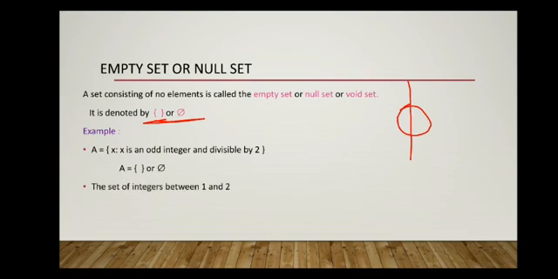See the next example. The set of integers between 1 and 2. So what are integers? The collection of all positive numbers, negative numbers and 0. That is an integer, right? So if you take 1, the next integer will be 2. So between 1 and 2 there is no integer. So this set also has no element. So this is an empty set.